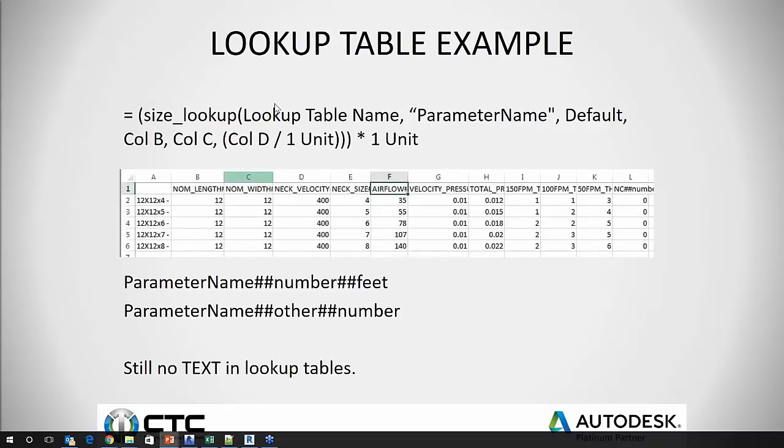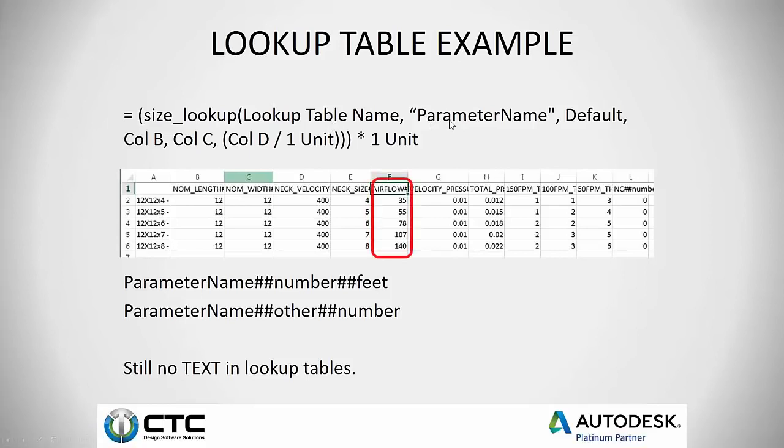So as I kind of mentioned, we've got lookup table. Lookup table name is the name of your parameter, and then the name of the column that you want to be using, followed by the default value, then column B, column C, and you can keep going. And we can make the parameters we're pulling in unitless, and then when we're all done pulling our value from our lookup table, we can multiply by 1 and get our units.